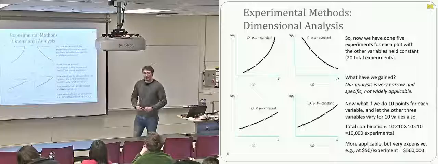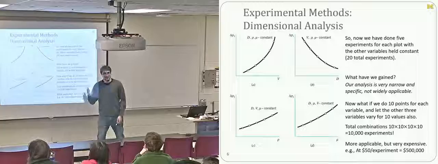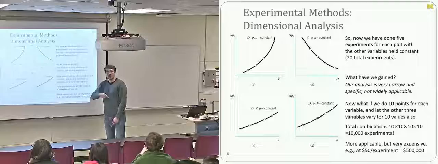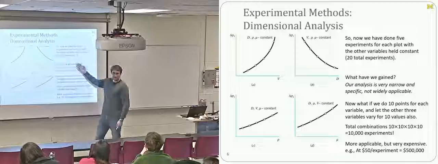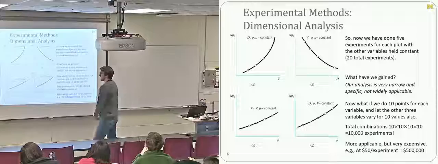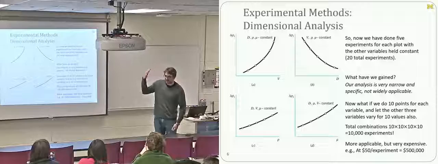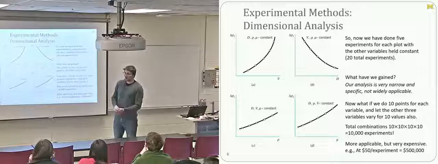And the reason for that is, for example, if we held each of the four independent variables constant in turn and varied the other one. For example, varied the velocity, varied the diameter, varied the viscosity, varied the fluid density, while the other three are constant, we would get these four curves. Okay? But it's not that generally applicable, because what if I wanted this curve with a slightly different value of v? Right? I have to go through and I have to take another five data points. So for the case shown here, just to get these four curves requires that I run 20 experiments.